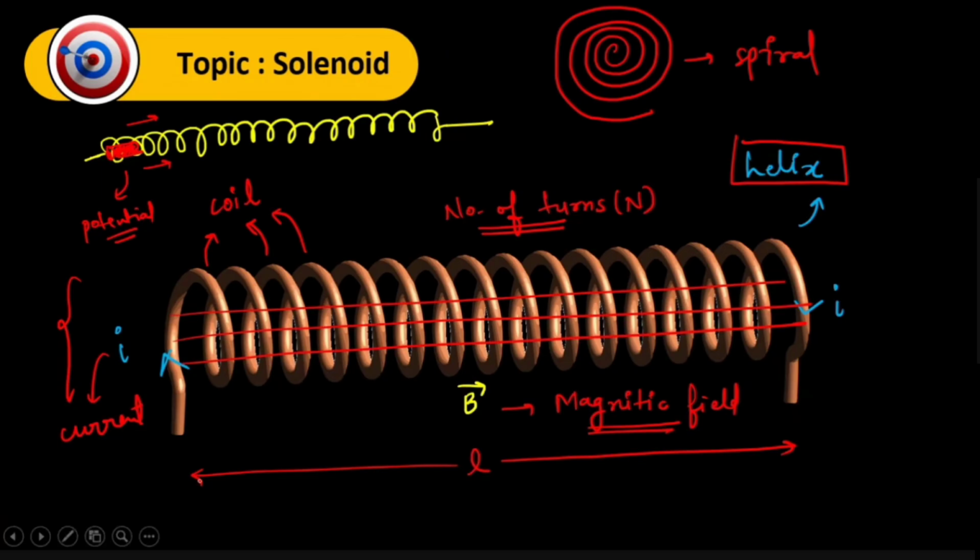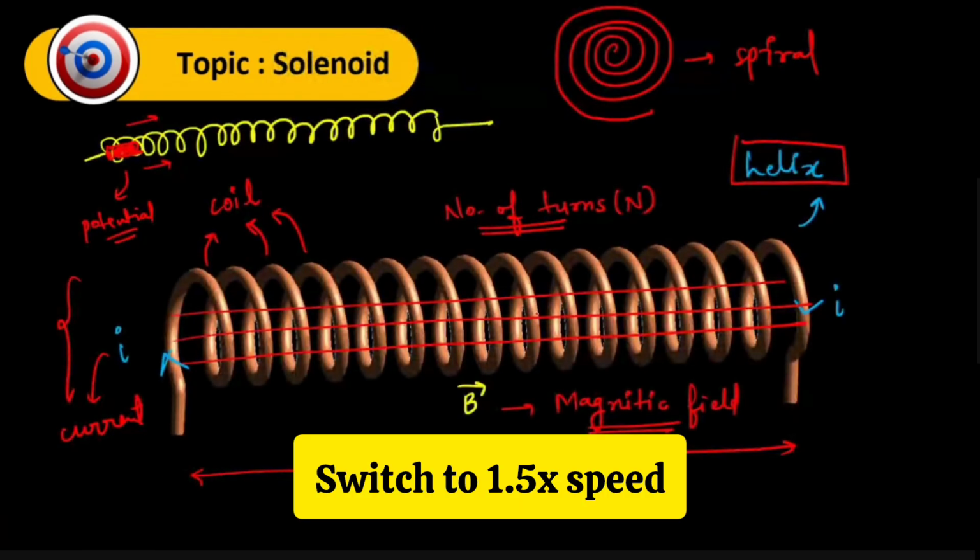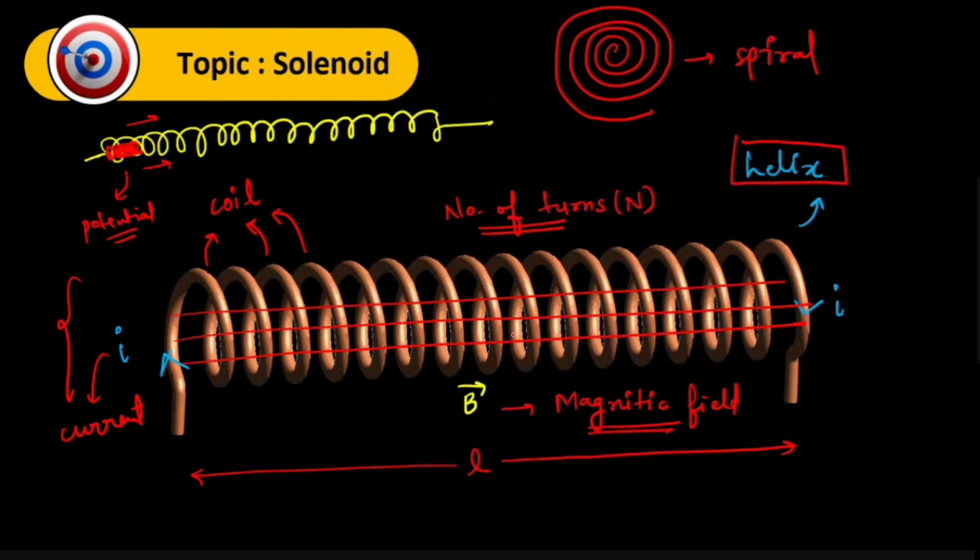So when we just look at all these things, we simply find out that magnetic field is something which comes out to be mu naught times Ni. Let's talk about it in detail. So here we are going to understand how this magnetic field due to the solenoid can actually be calculated.